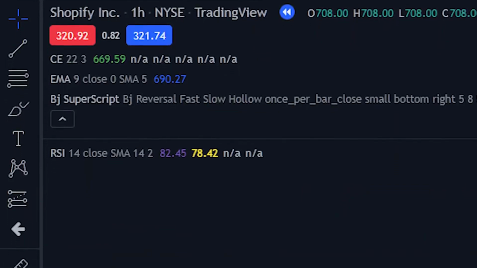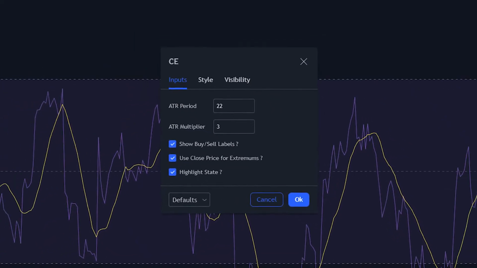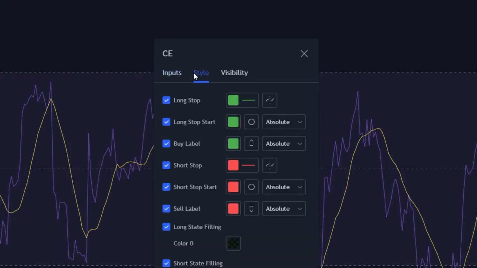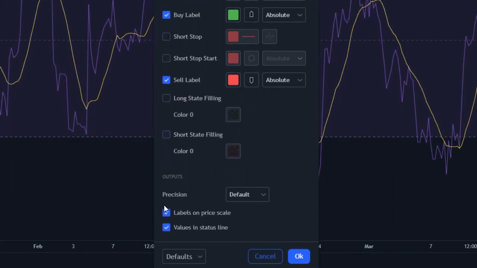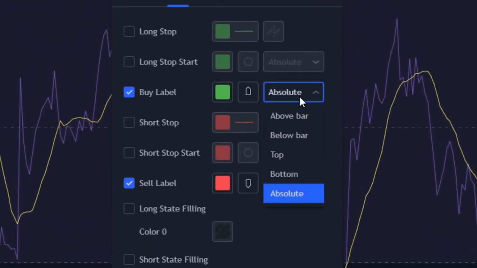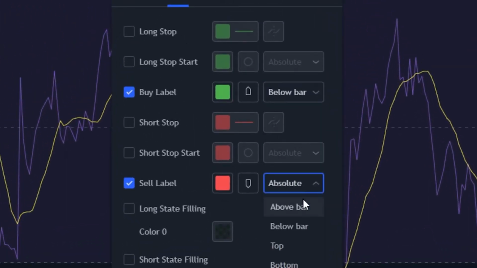So now that we have the 4 indicators, we're gonna need to change the settings a bit. Let's change the settings for the chandelier exit first. Make sure you're on the Style tab and uncheck all these boxes besides the buy and sell labels. I'm gonna change the position of the labels as well so we can see them just a little bit better. Set the buy label to below and the sell label to above.